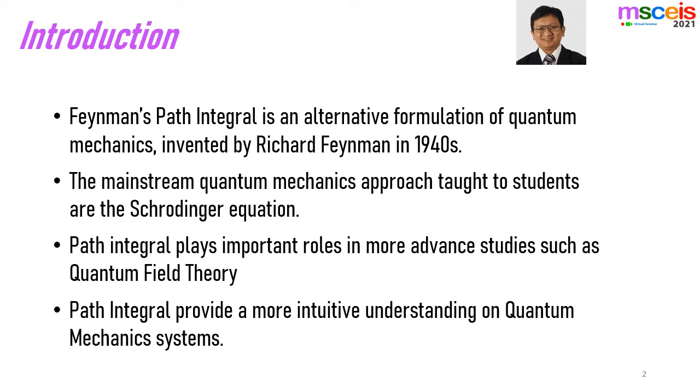Path integral is an alternative formulation of quantum mechanics invented by Richard Feynman in the 1940s. As an alternative formulation, that means there is another approach which is the mainstream approach, particularly the one that is taught to students, especially university physics students. And that mainstream method is the Schrödinger equation. So students are much more familiar with the Schrödinger equation and almost have no contact with the Feynman path integrals.